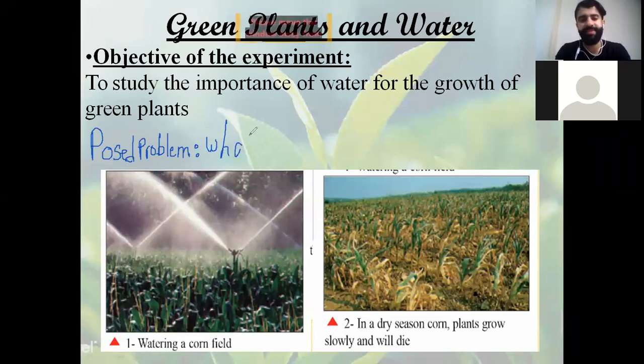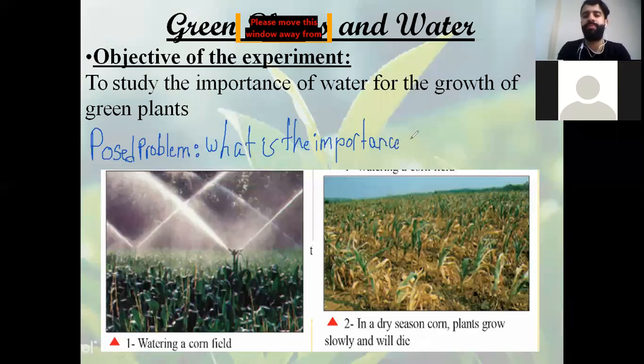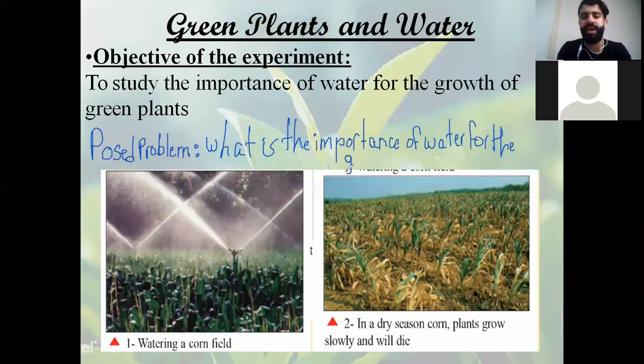So it should be in the form of a question: what is the importance of water for the growth of green plants? The posed problem is always similar to the aim, but it should be in the form of a question. So what is the importance of water for the growth of green plants? And don't forget to put the question mark. Here's the question mark.